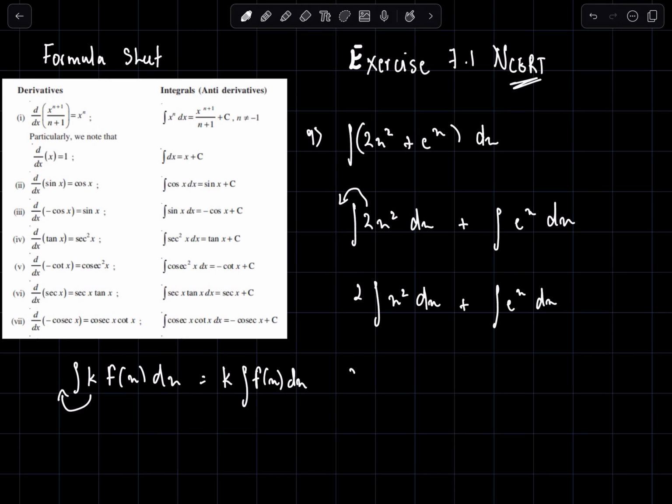Now we know the integral of x squared dx is, you add 1, divide by the whole thing. So 2 times x cubed over 3 plus integral of e to the power of x is always e to the power of x. So e to the power of x plus c. As simple as that.